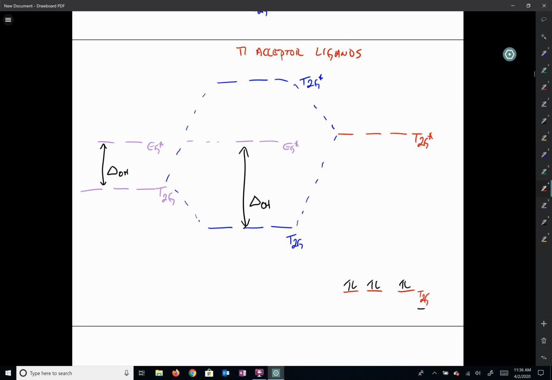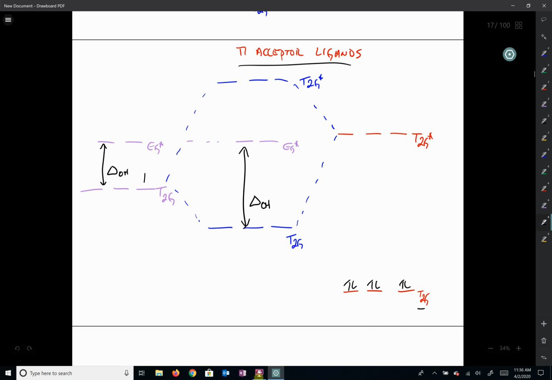So a pi acceptor ligand means that we have antibonding orbitals on the ligands themselves, which interact with the T2G set on the metal, which increases delta octahedral, which tends to lead towards low spin systems. Now, I have to make a point here. And you got to think about what I mean here. So what are we talking about with pi acceptor ligands?